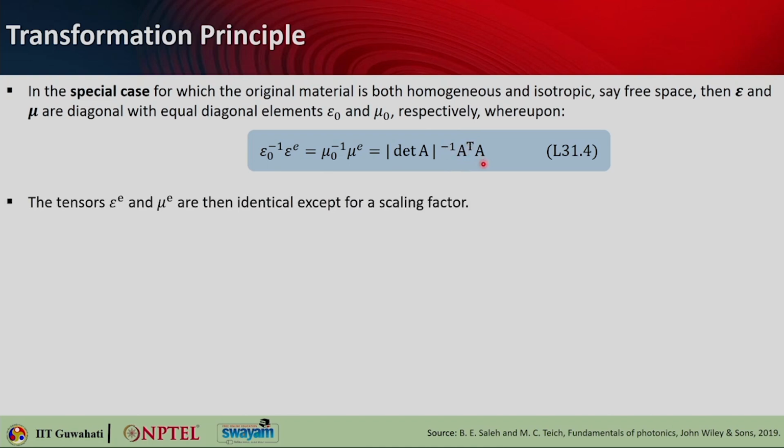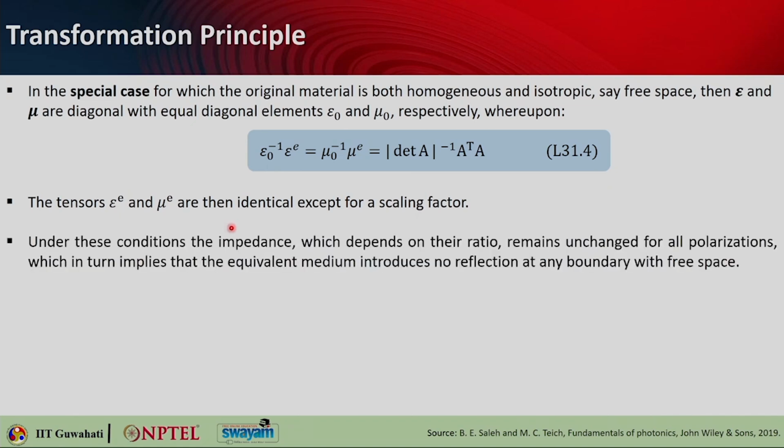That is basically coming from those previous equations, there is nothing new here, just that here things got simplified because you have only the diagonal elements. Another important thing is that here mu and epsilon are similar. So, the tensors epsilon e and mu e are identical, except for a scaling factor. Only the scaling factors are different, other than that they are similar.